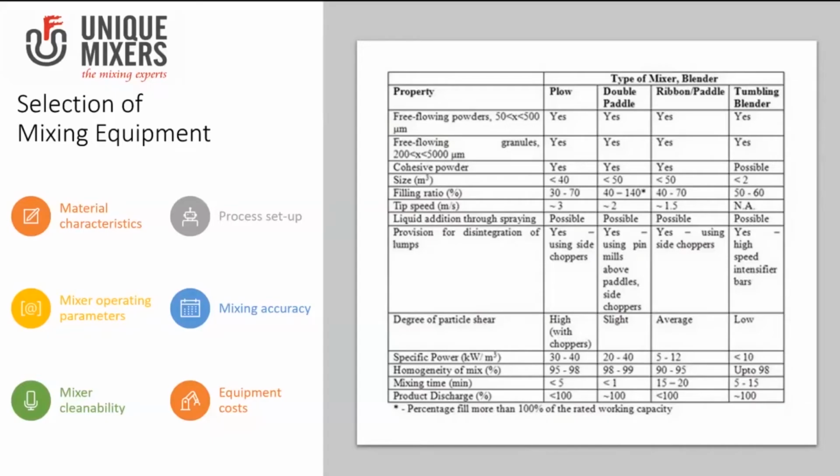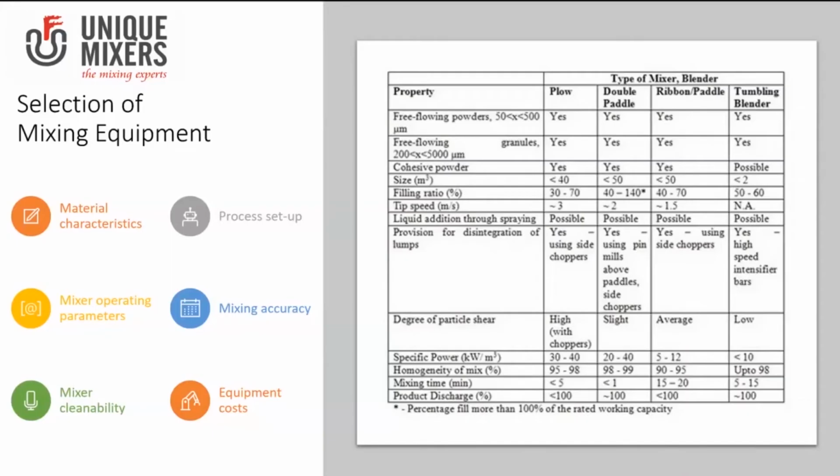There could be applications which demand extremely high mixing accuracies, to the level of closer to 98%. And there could be applications where a mixing homogeneity of 90 to 95% is good enough. Well, in food applications, mixer cleanability plays a very important role. Above all, equipment costs, that is a factor which decides the choice of the mixing equipment.